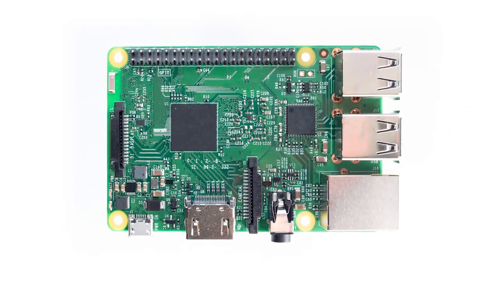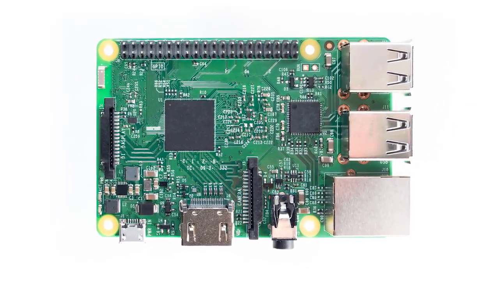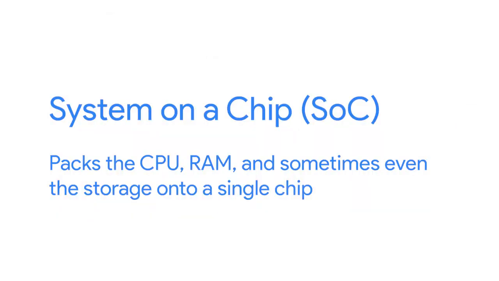Very small mobile devices use a system on a chip, or SoC. A system on a chip packs the CPU, RAM, and sometimes even the storage onto a single chip. Not only are SoCs small, they use less battery power than if those components were separated.